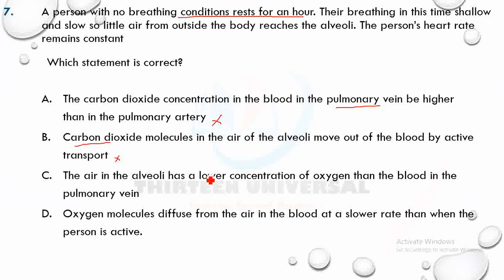The air in the alveoli has a lower concentration of oxygen than the blood in the pulmonary vein. No, this is not the reason for the condition. Oxygen molecules diffuse from the air into the blood at a lower rate than when the person is active. Of course, we check: the air in the alveoli has a lower concentration of oxygen, so easy diffusion. So this D should be the answer.